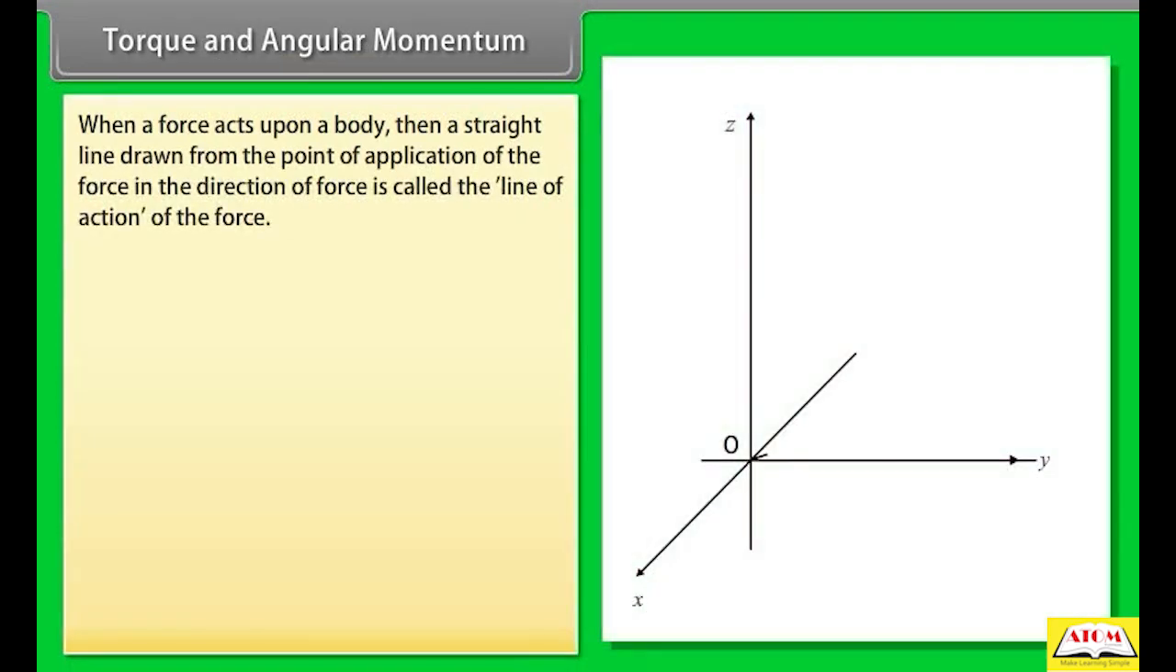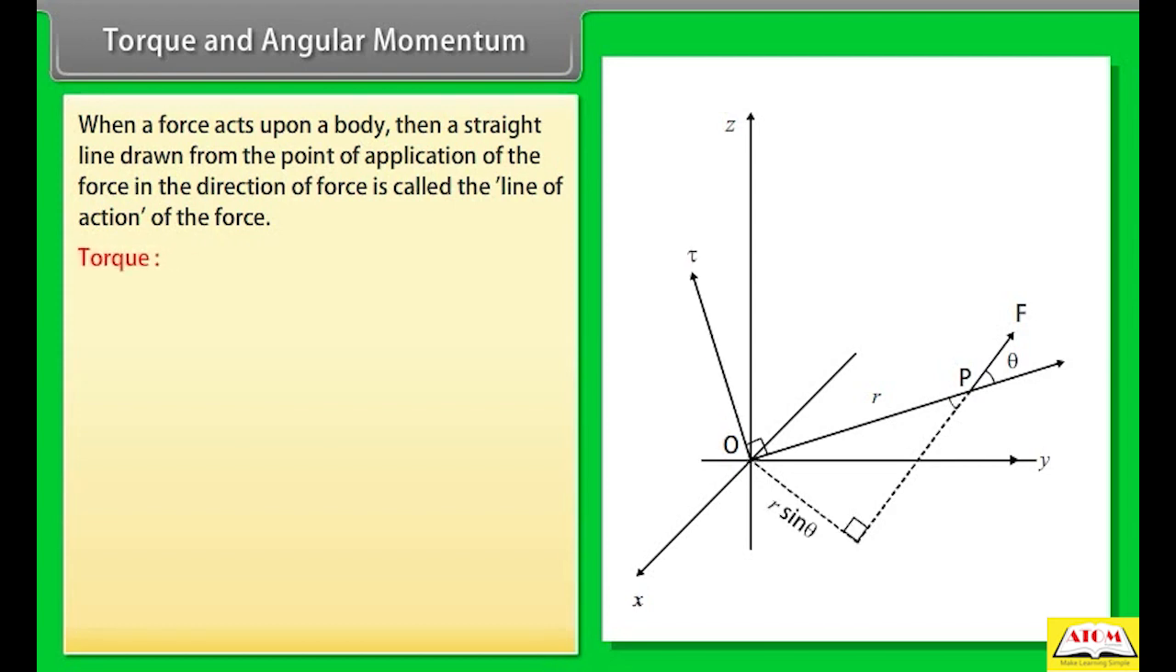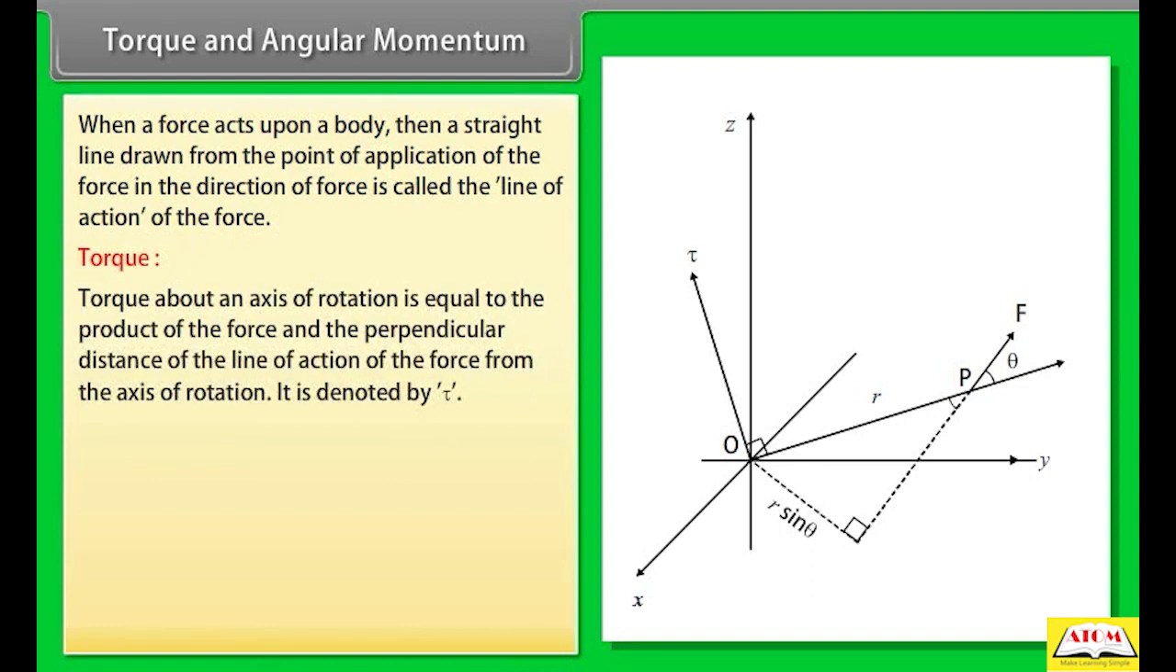Torque and angular momentum. When a force acts upon a body, then a straight line drawn from the point of application of the force in the direction of force is called the line of action of the force. Torque about an axis of rotation is equal to the product of the force and the perpendicular distance of the line of action of the force from the axis of rotation. It is denoted by tau. Tau vector is equal to the product of r vector and F vector.